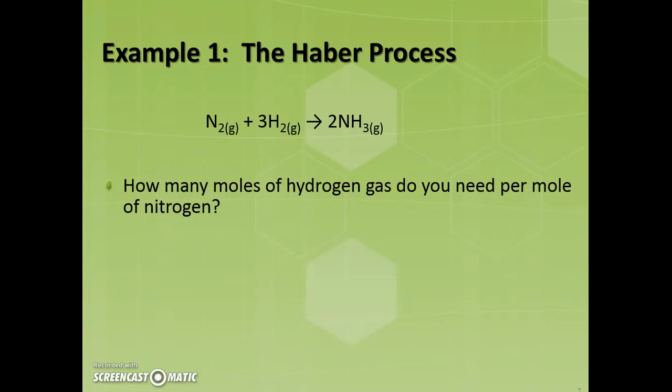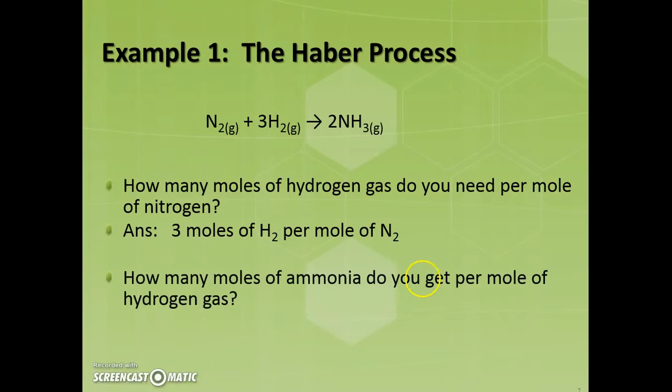Let's say we were setting up a reactor to fix nitrogen, and we wanted to figure out how many moles of hydrogen gas we needed to add to the reactor for every mole of nitrogen that we put in. Well, our balanced equation pretty much gives us the answer by examination. So for every 1 mole of nitrogen, notice that the 1 is implied here, we need 3 moles of hydrogen gas, straight out of our balanced equation. So the answer isn't that difficult to get, 3 moles of hydrogen per mole of nitrogen.